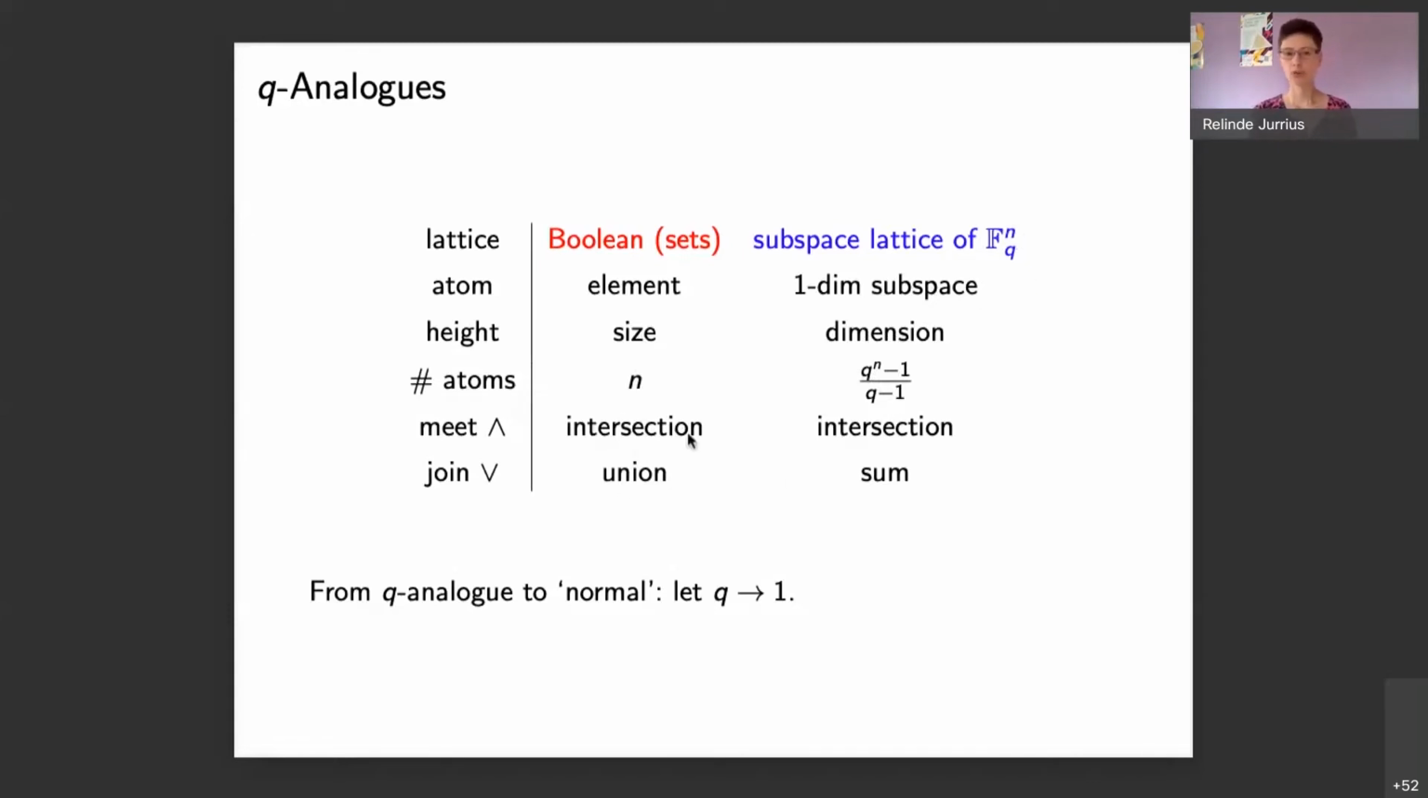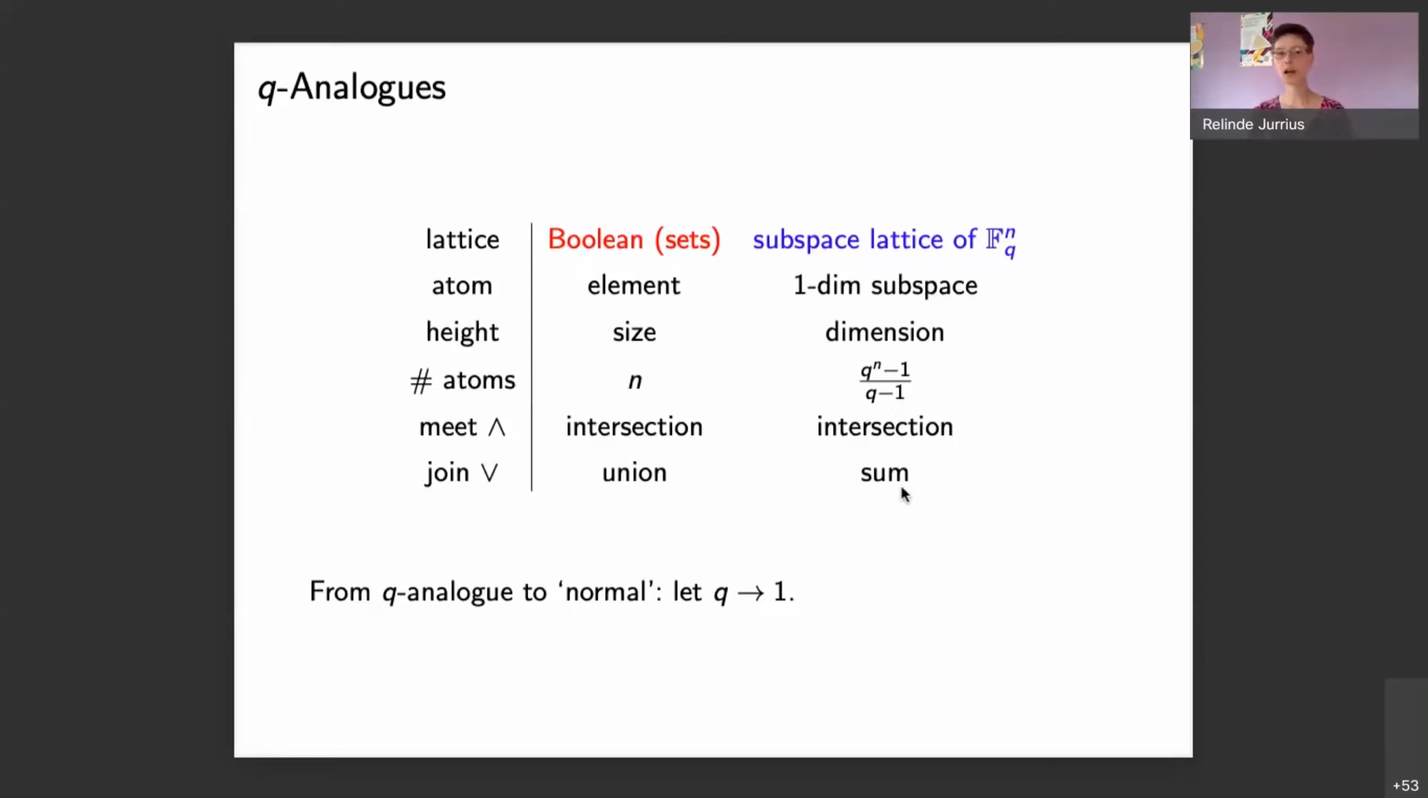For sets, if you want to see which are the elements that are inside two sets, we take the intersection. And we can do the same thing if we want to look at the one-dimensional subspaces that are in two spaces. We take the intersection of spaces. And if you want the smallest set that contains two sets, we take the union of sets. And for spaces, if we want to take the smallest space that contains two spaces, we take the vector space sum.